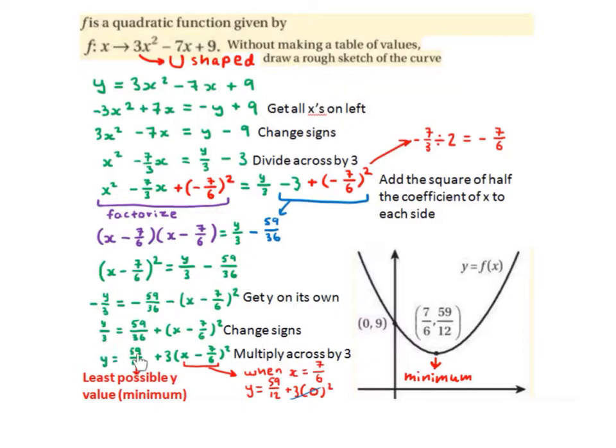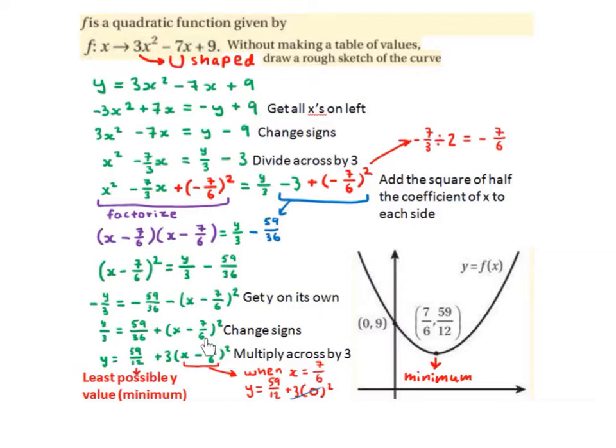Now, once we have our equation in this format, we can straight away pick out our minimum point on our graph. So the minimum point on a U-shaped graph is the lowest point on the graph. And since we are interested in the lowest point on our graph, we are interested in the least possible y value. And the least possible y value for this equation is going to be 59 over 12.